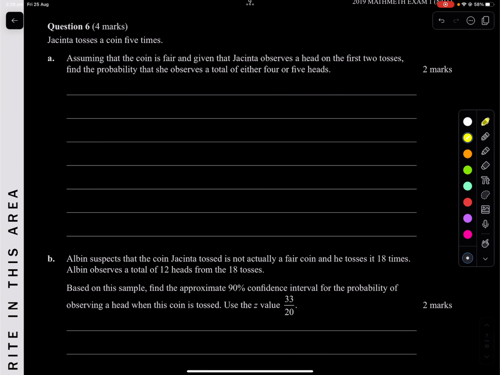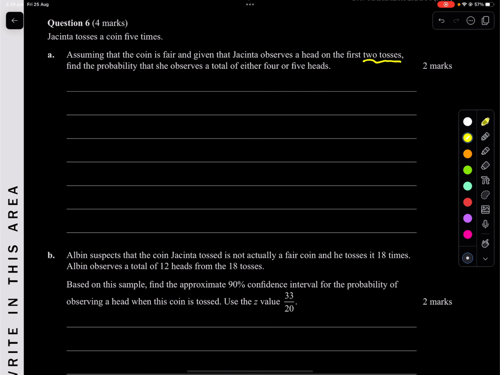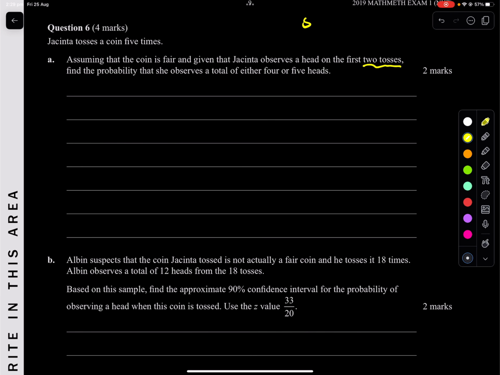Jacinta tosses a coin 5 times. Assuming that the coin is fair and given that Jacinta observes a head on the first 2 tosses, find the probability that she observed a total of 4 or 5 heads. Because we know that she's already had 2, and she's thrown it 5 times, so the total is 5, and we already know she's thrown it 2 times and it's already been heads.